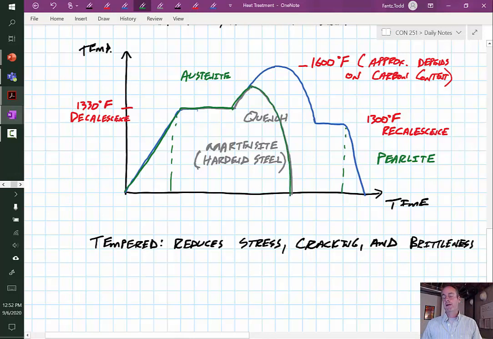After that process, what we can do is take that steel and heat it up again. In the second heating, we aren't going to go all the way up to the decalescence. In fact, we're going to go about half that, to about 600 degrees Fahrenheit. So we'll just go up to like this phase, to like 600 or so.